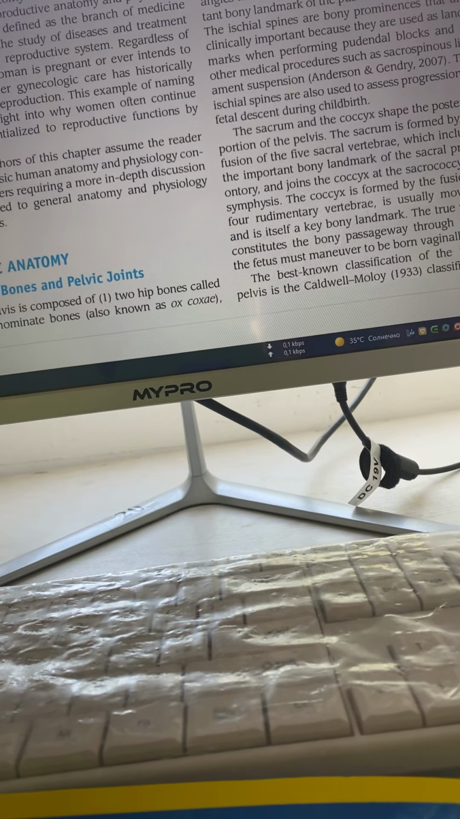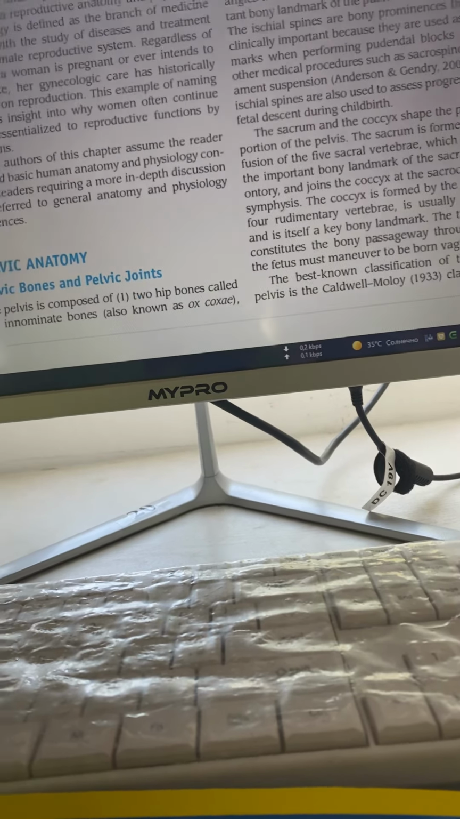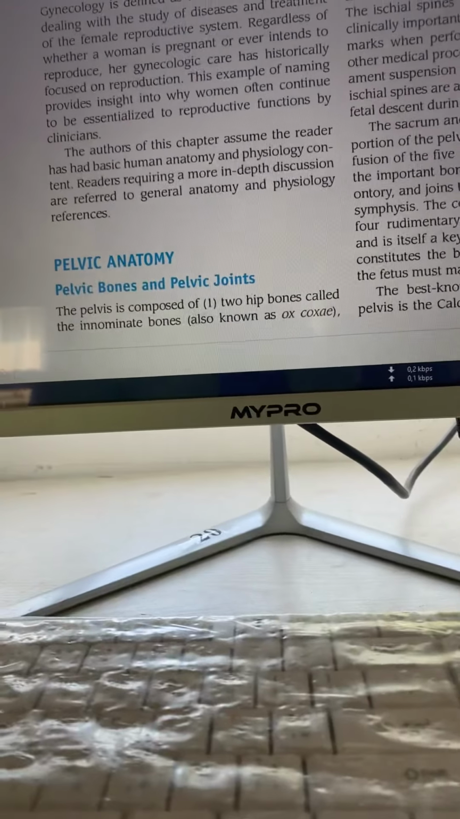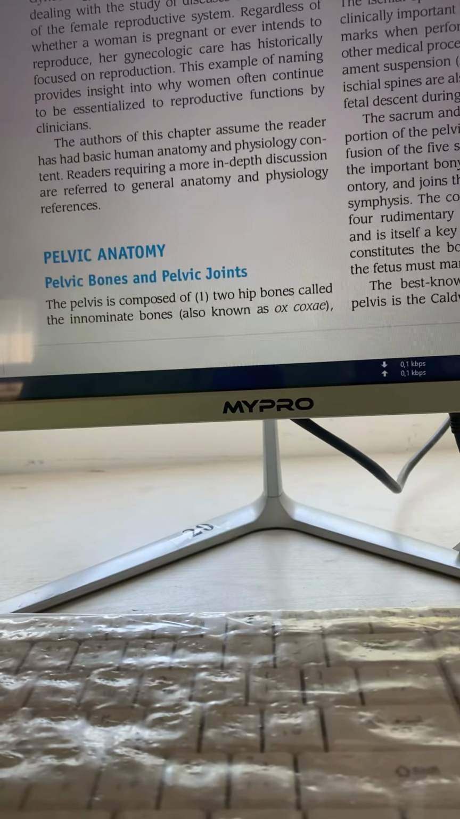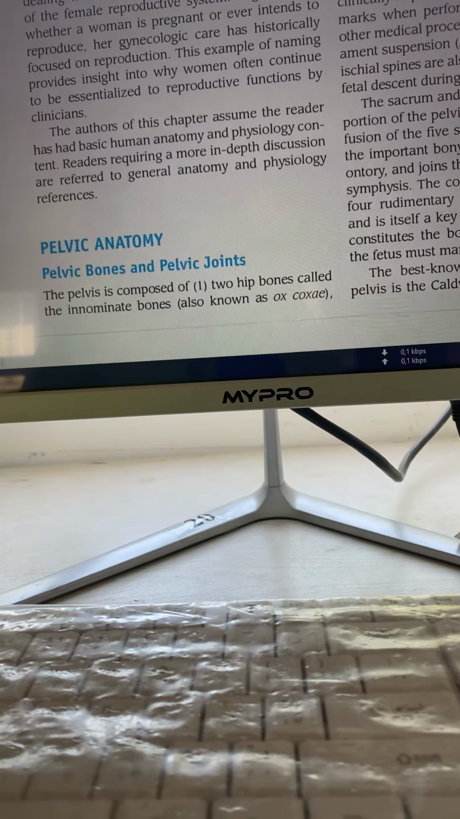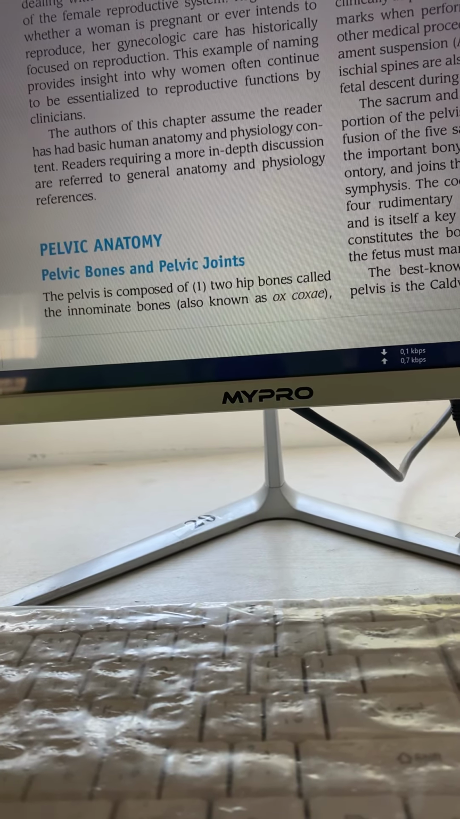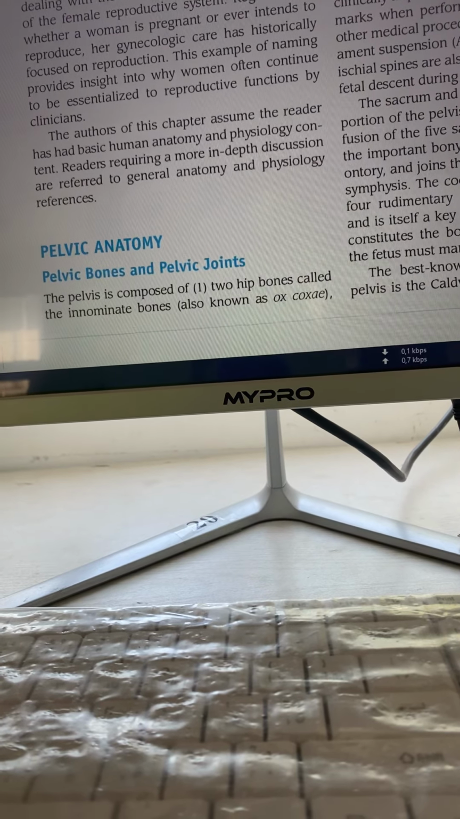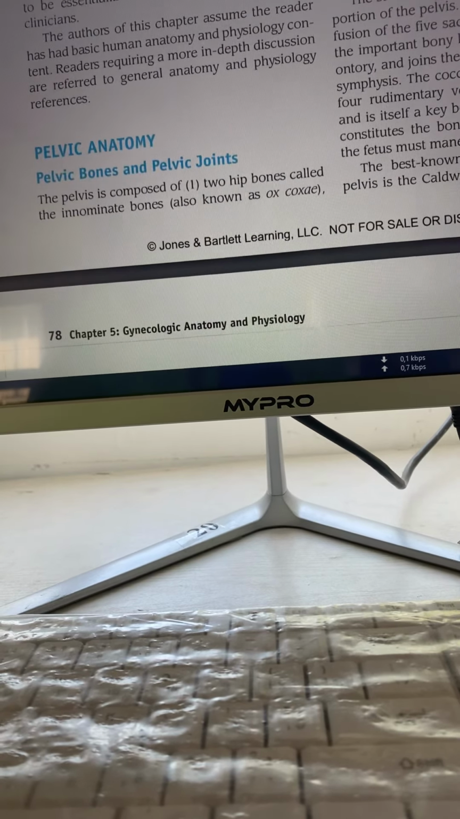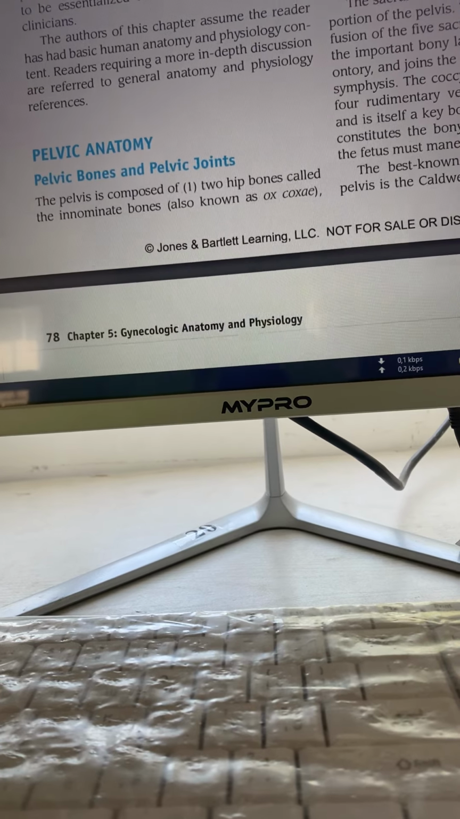The authors of this chapter assume the reader has had basic human anatomy and physiology content. Readers requiring a more in-depth discussion are referred to general anatomy and physiology references. Pelvic anatomy, pelvic bones, pelvic joints.